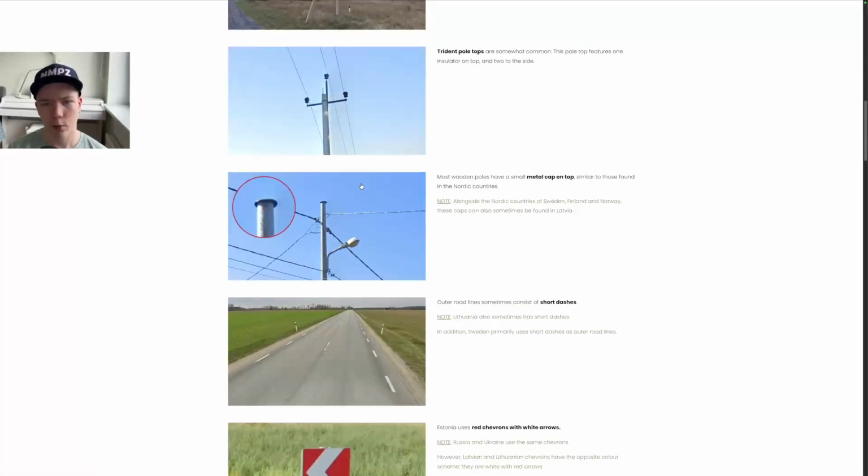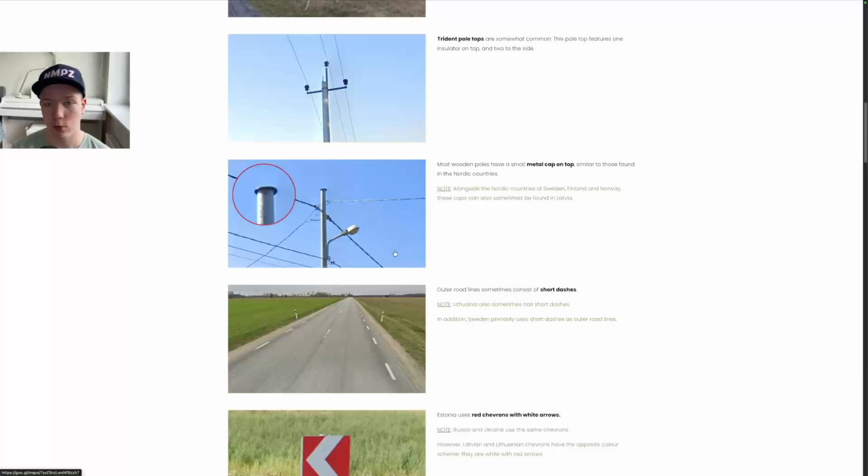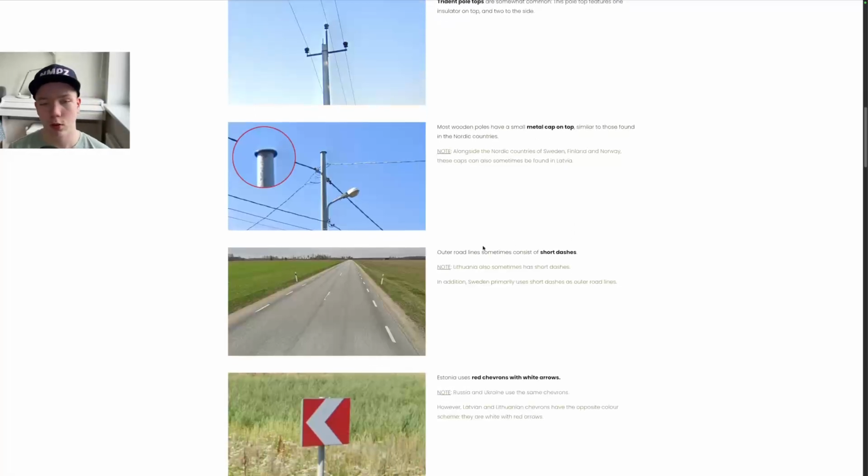Metal cap on top. I don't know about that. Haven't really noticed that ever, but I guess that must be true then. But I don't know how useful it is. It can also be found in Latvia, but not Lithuania, I guess. Okay, well that's a good tip then. And often these short dashed outer road lines, Sweden also pretty much always uses those. And Estonia not always.